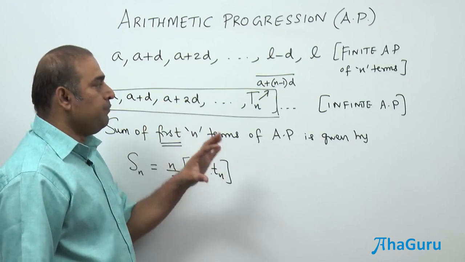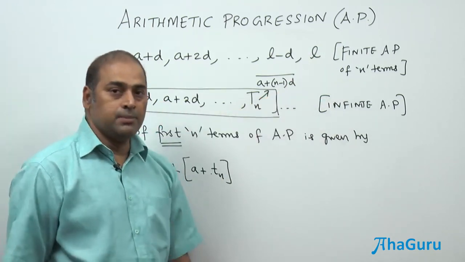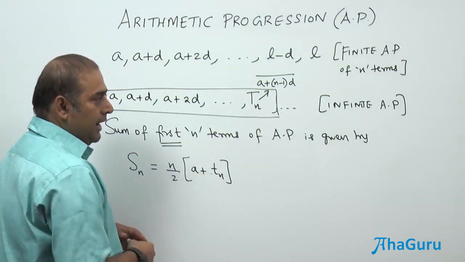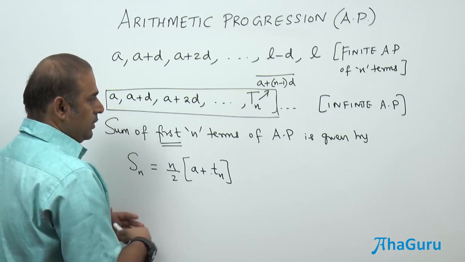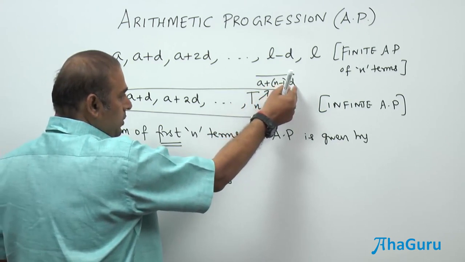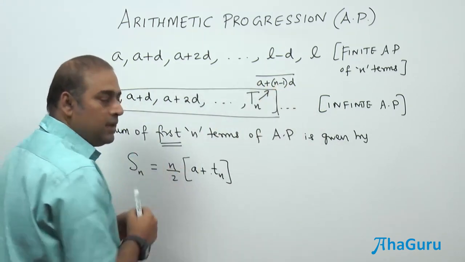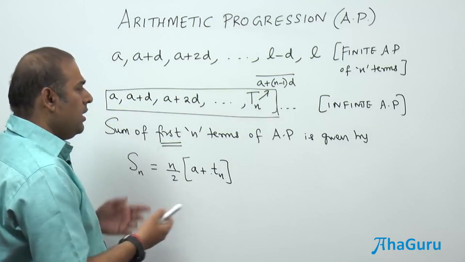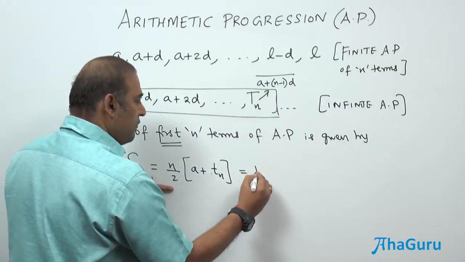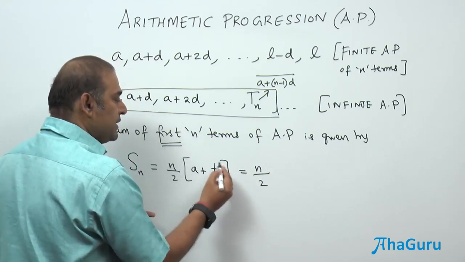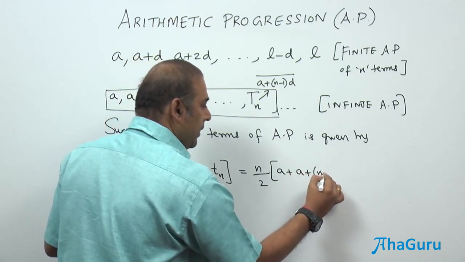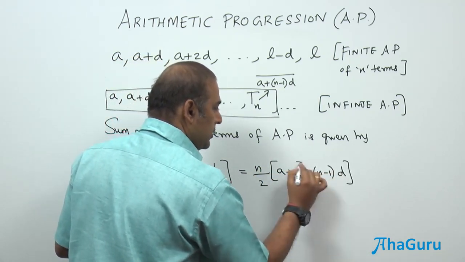You know the formula for the sum of all the terms of a finite AP. You want the sum of the first n terms of an AP, which could be an infinite AP or a finite AP also. This part is going to be a finite AP, and the nth term is A plus n minus 1 into D. That is the last term. So this is equivalent to the sum of all the terms of the finite AP where the last term is the nth term. If you use the formula, you get n by 2 into A plus L. In place of L, you can put Tn. And what is Tn? A plus n minus 1 into D. That is your Tn.